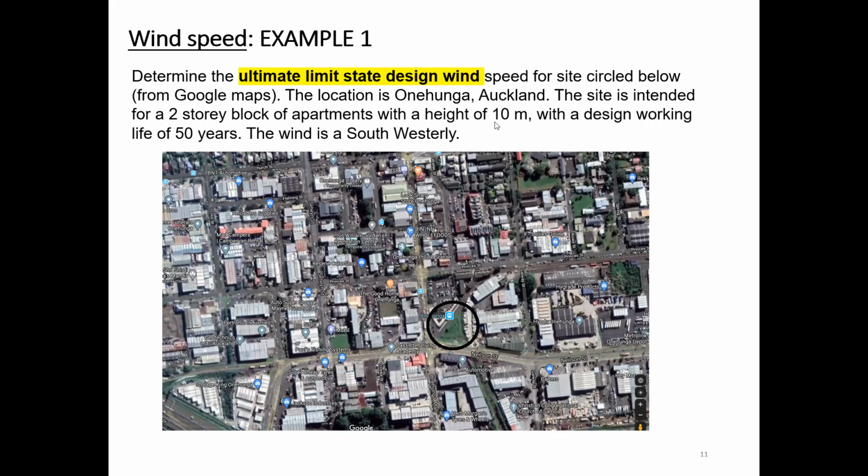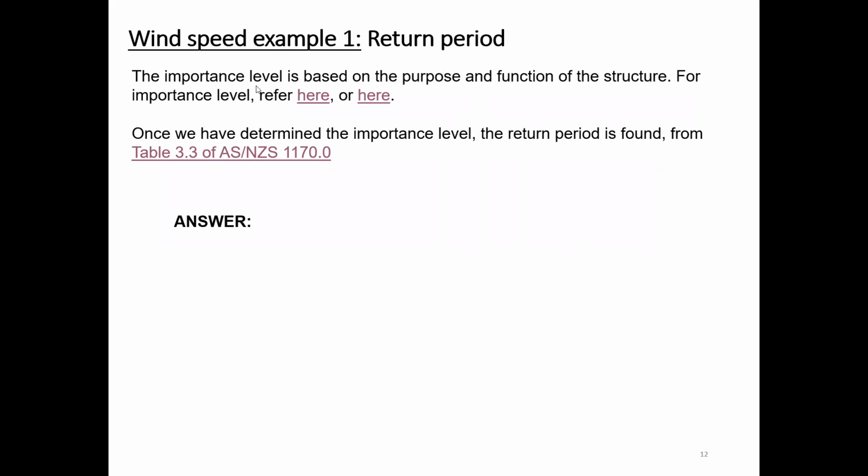Okay, so I assume you've got the information down. Now, I want you guys to do this. Find the importance level based on the purpose and function of the structure. So I've given you those 2 links. And once you determine the importance level, I want you to find the return period. So you guys do that based on the links that I've sent you.